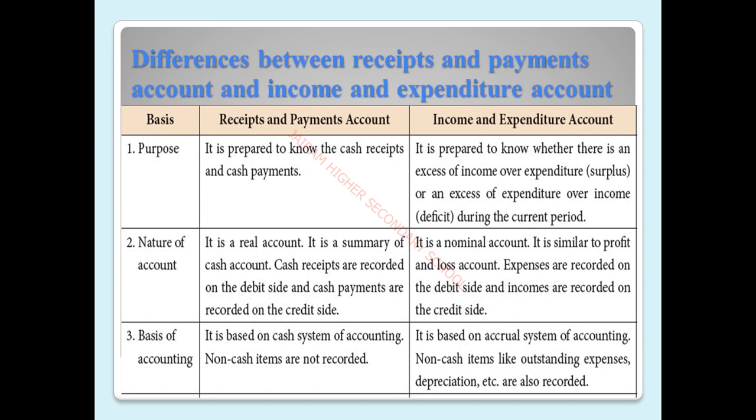So basis of accounting, it is based on cash system of accounting. Non-cash items are not recorded. So இதுவும் பார்த்ததான், only cash-க்கு related ஆன transactions மட்டும்தான் இதில் வந்து ரெக்கார்ட் பண்ணுவோம். Non-cash items you have studied that expenses, outstanding, depreciation இல்லை bad debts எதுவுமே இதில் வந்து ரெக்கார்ட் பண்ண மாட்டோம். அதே income and expenditure பார்த்தீங்க அப்படின்னா cash items-உம் non-cash items-உம் ரெண்டுத்தையுமே ரெக்கார்ட் பண்ணுவோம். That is the difference, right?